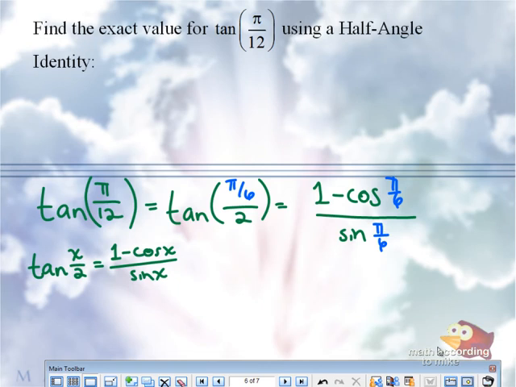Thank you, taxpayer money. What is the cosine of pi over 6? 3, 2, 1. Good.